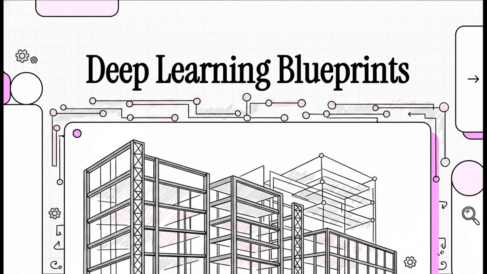Literally, just like a skyscraper relies on its steel framework to stand up, an AI model's capabilities are entirely defined by its underlying architecture. So let's just dive right in and decode how these structures are actually built from the ground up.